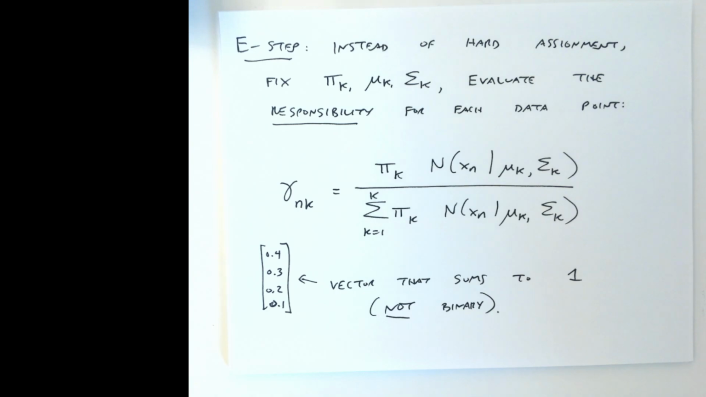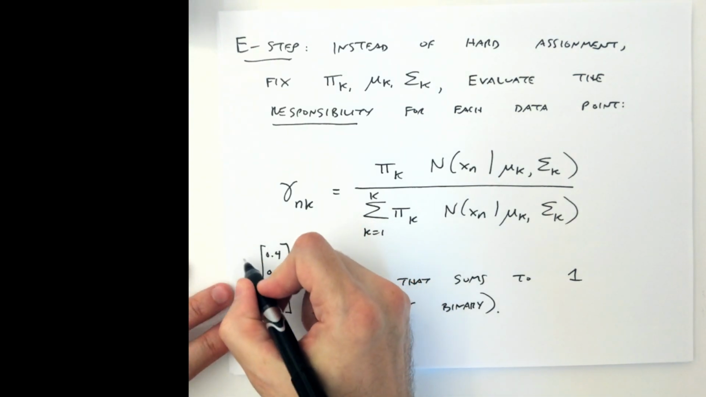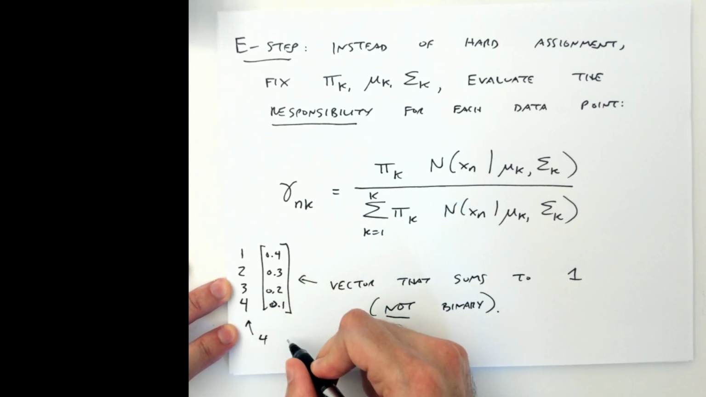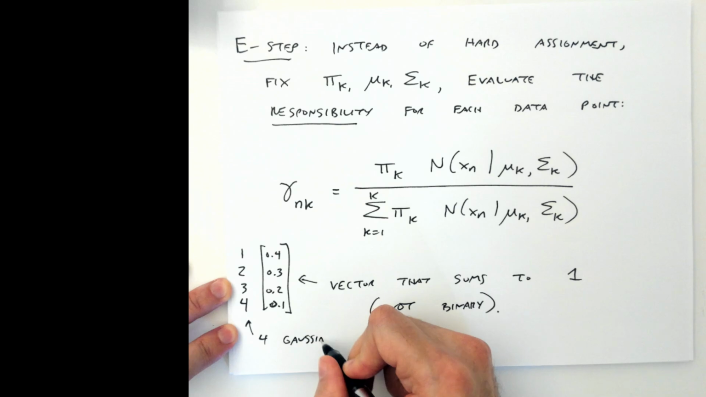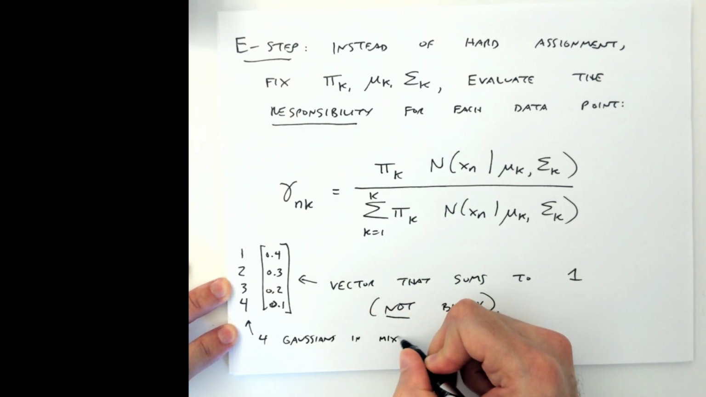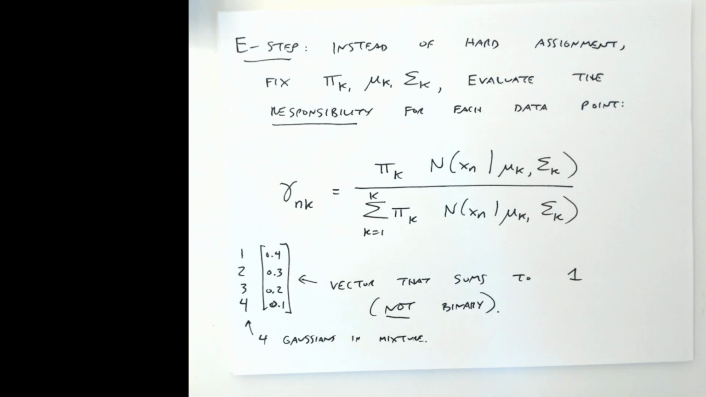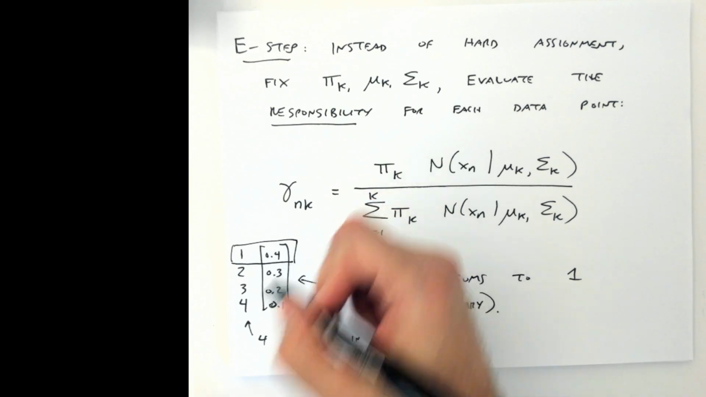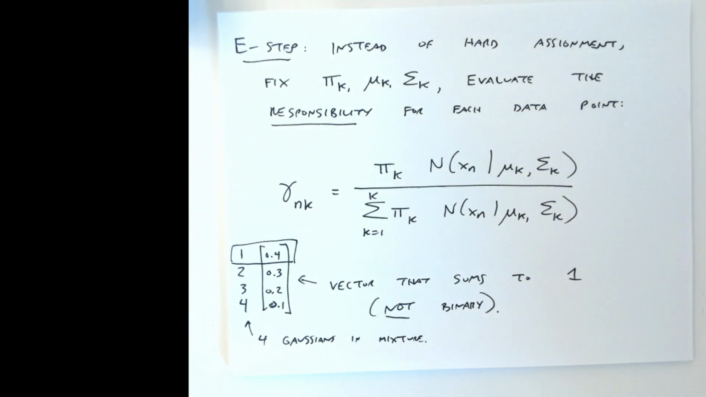So the first element of that vector corresponds to the first cluster? So basically these are the 4 Gaussians in the mixture, and this is saying that at this point, Gaussian number 1 is responsible for 40% of the likelihood. Okay.